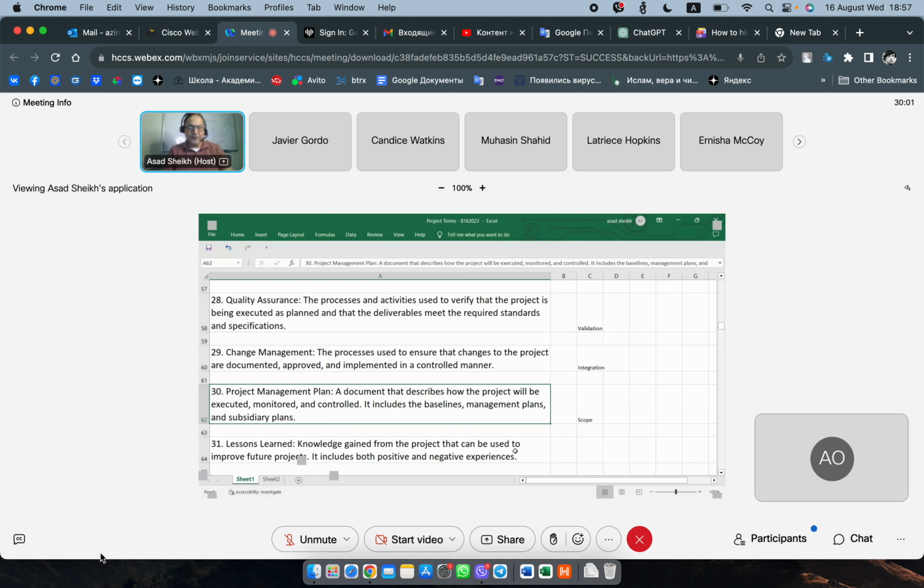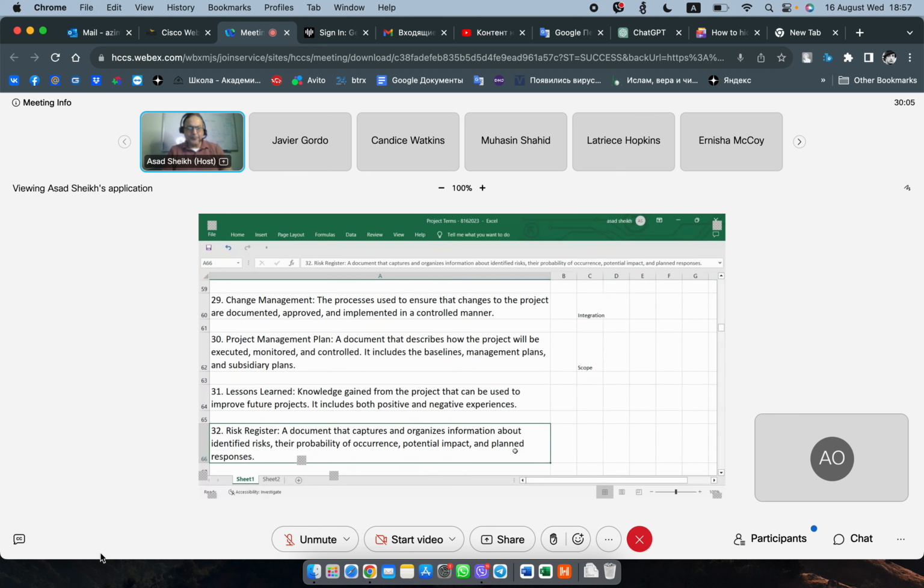So this is a good definition to keep in the back of your mind in case it pops up in any of your questions. Lessons learned, we talked about that. One other addition to the definition of lessons learned is that it includes both positive and negative experiences. So obviously that makes sense, right? With lessons learned, you got some bad stuff to report and you got some good stuff to report. Not all good or all bad. Just like risk, you can have a positive risk and a negative risk.